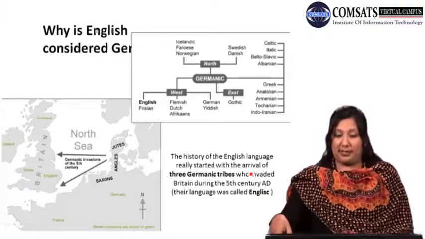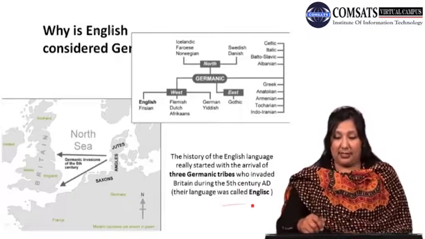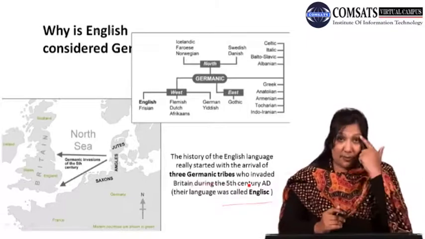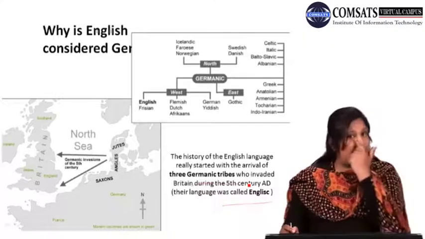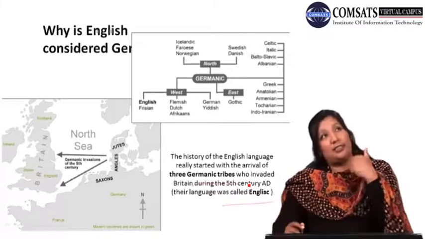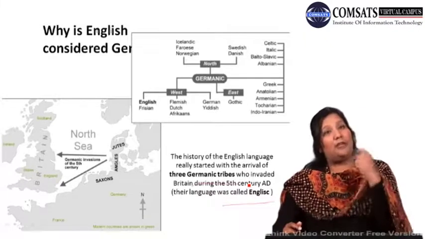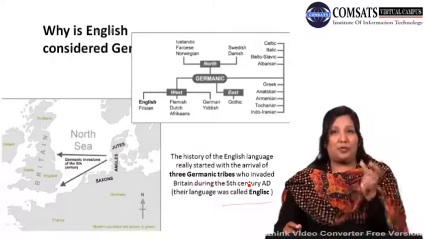See, this is the reason that English and Germanic are considered the same. Firstly, the first point is that they are from the same descendants. English is arising, is being originated from that specific source.